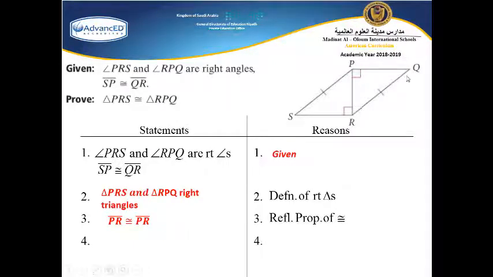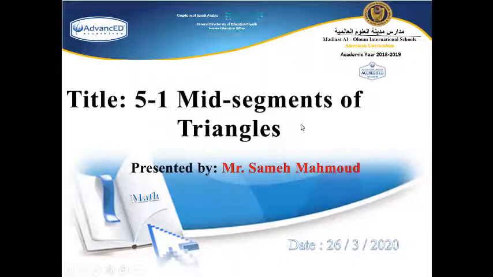Then here we have in the given the hypotenuses. The two hypotenuses, the side QR and the side SP, in both of the two triangles are congruent, and the leg PR is congruent to itself by the reflexive property. Then the two triangles are congruent by the HL theorem.